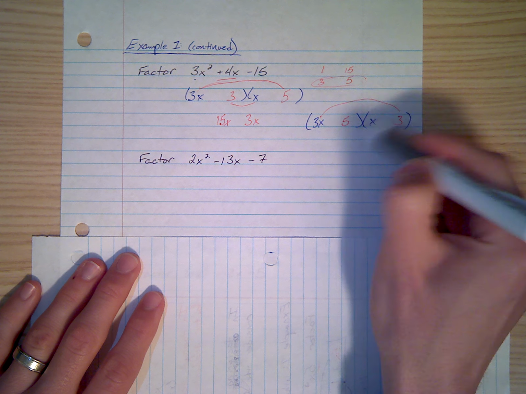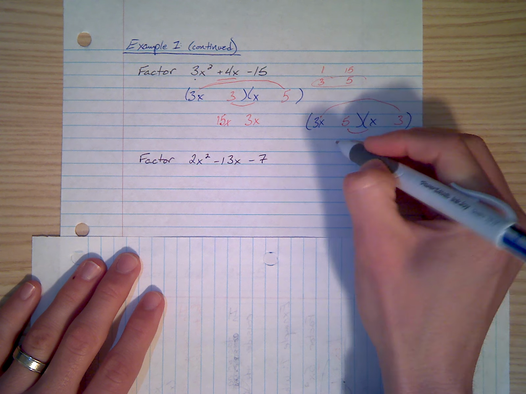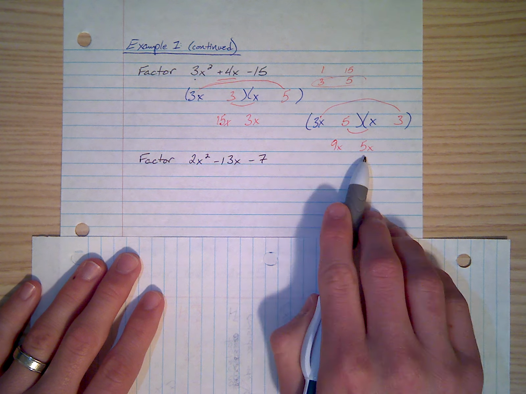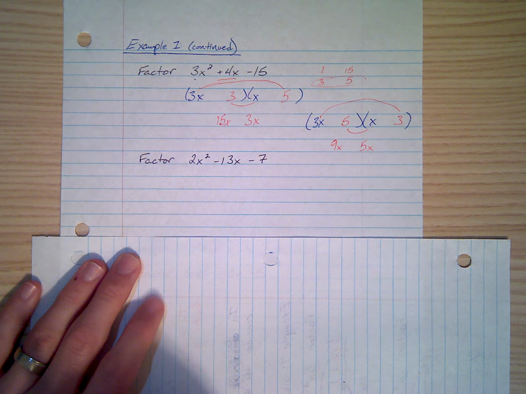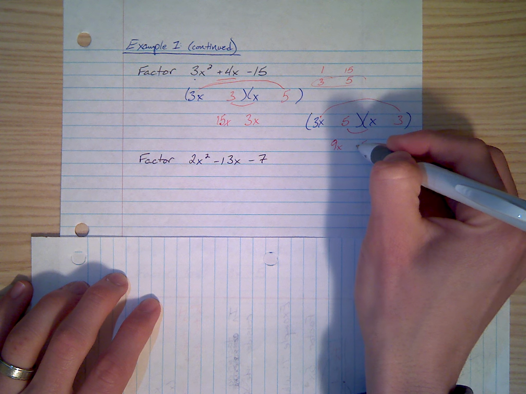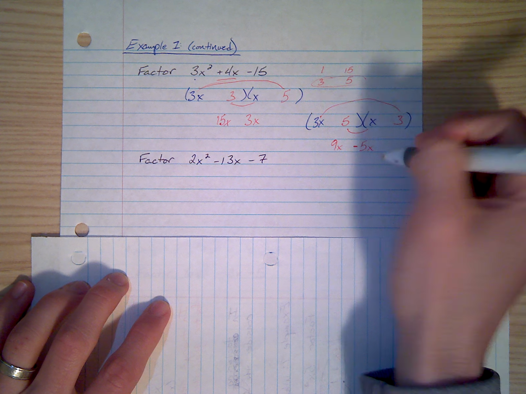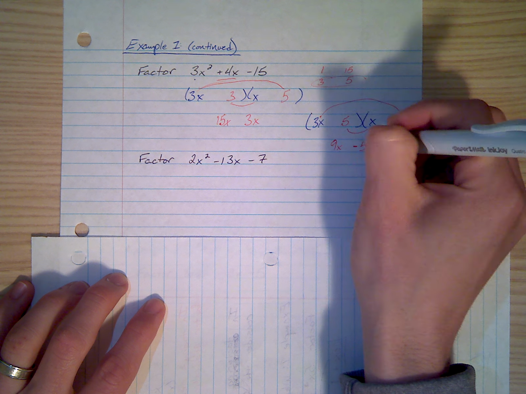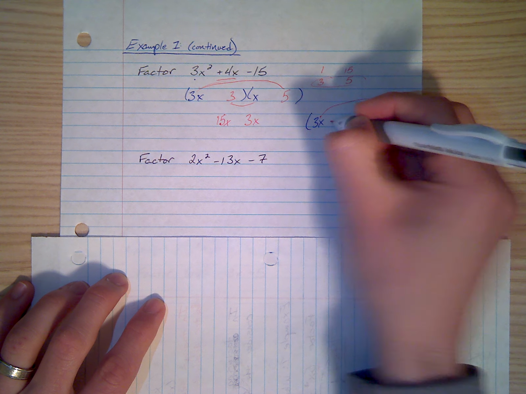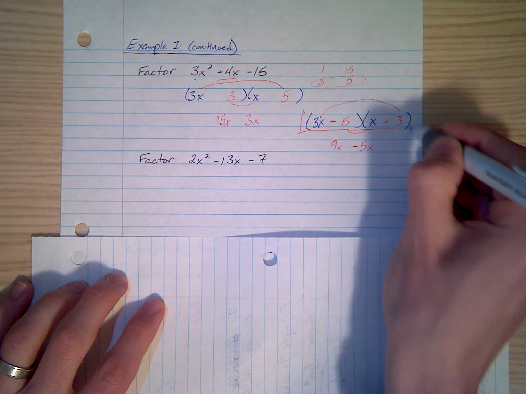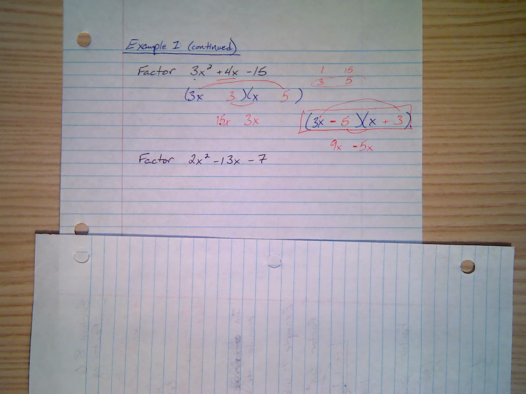So now when I multiply them, I have 3x times 3, which is 9x, and 5 times x, which is 5x. Can I combine these somehow to make a 4? Yes, I can, if the 5 is negative and the 9 is positive. So then I go back and finish my signs. The 5 has to be negative, and the 3 has to be positive. And that's how I'm going to end up doing this.